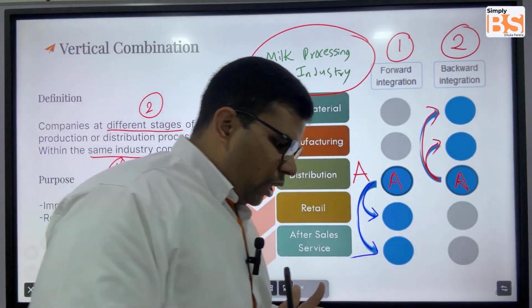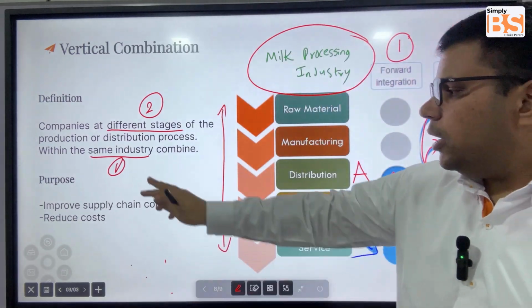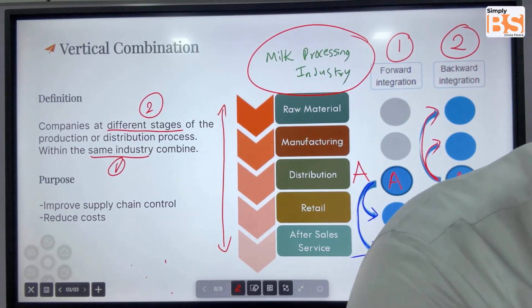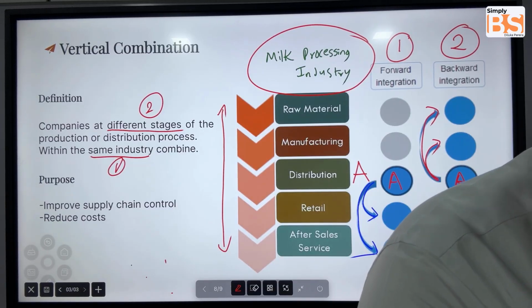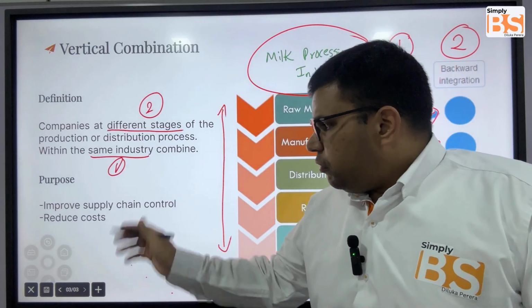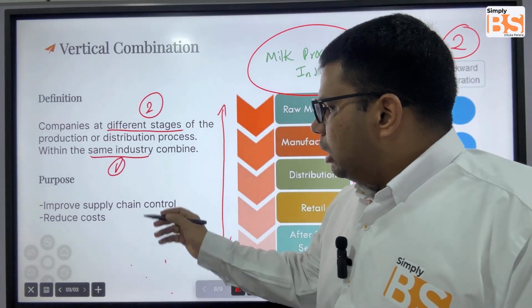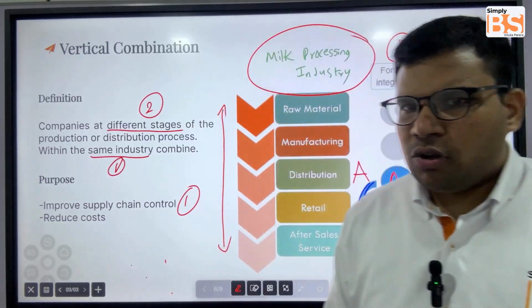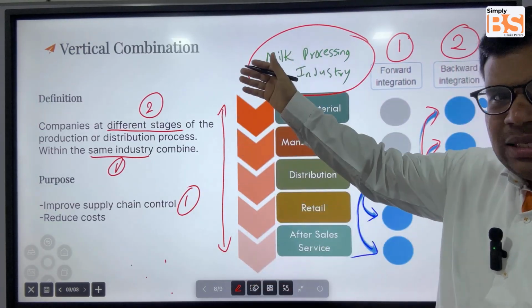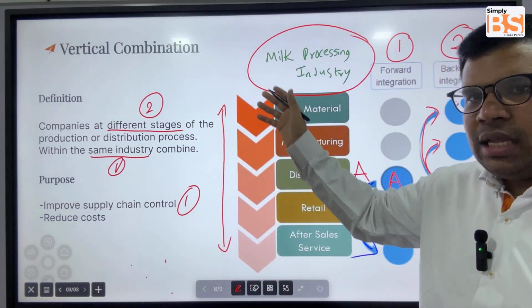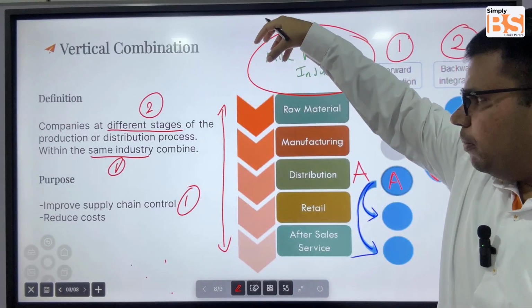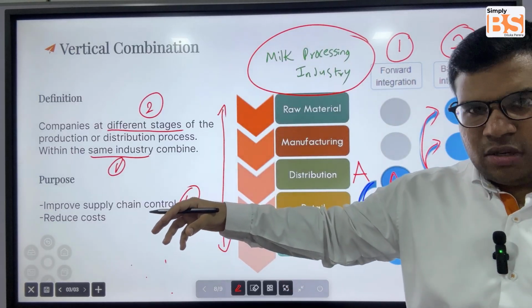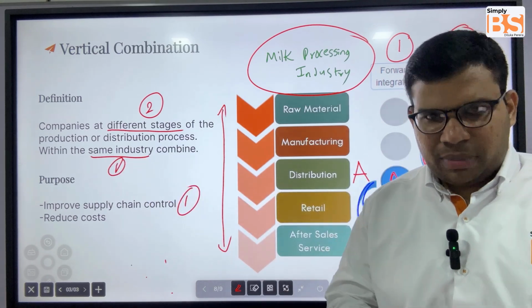Now let's look at why these vertical combinations are occurring. The first main purpose of a vertical combination is to improve supply chain control. The whole process can be taken as the supply chain process, from the point of sourcing material up until the time you sell it to the customers. The whole thing is taken as a supply chain.